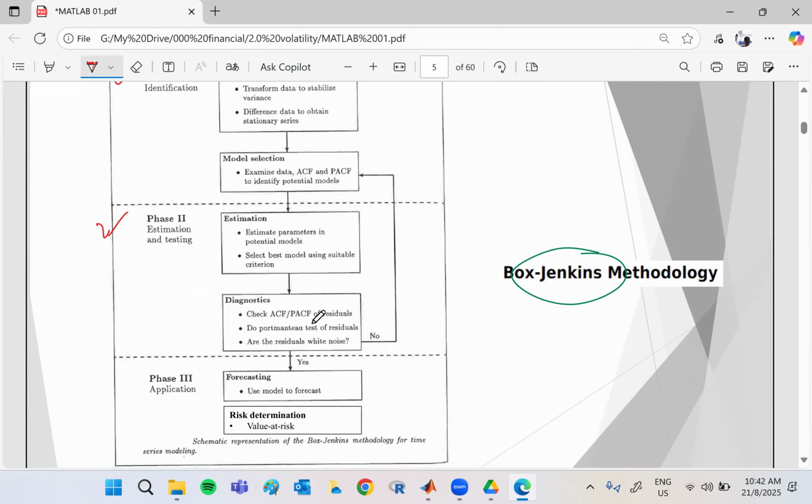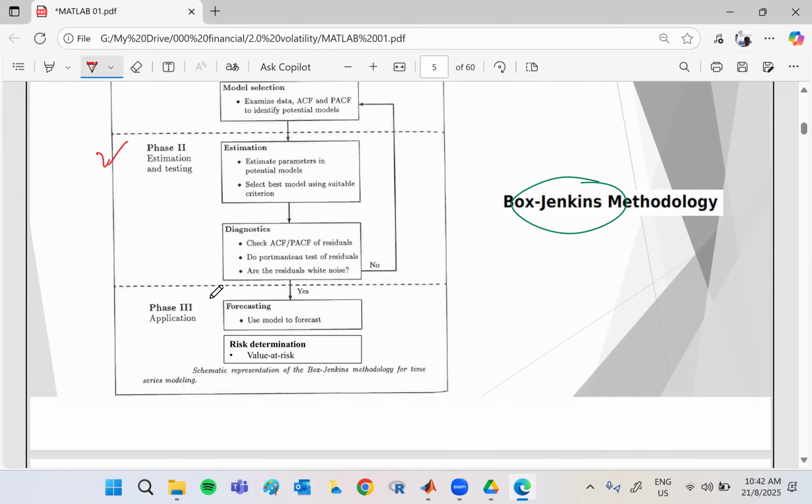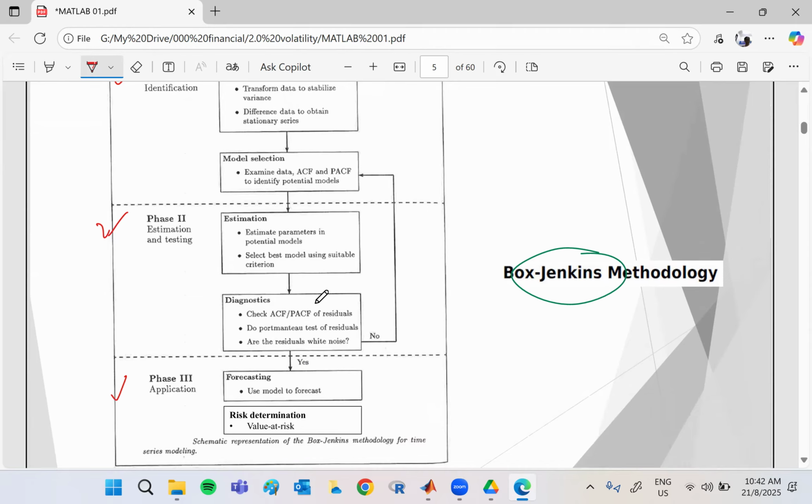If you pass all the tests, then you can go into the next phase. Else, you need to do some adjustment to your models, until it fulfills or passes all the diagnostic checking. Then the final phase is forecasting and the risk determination. This will be the standard procedure for Box-Jenkins.